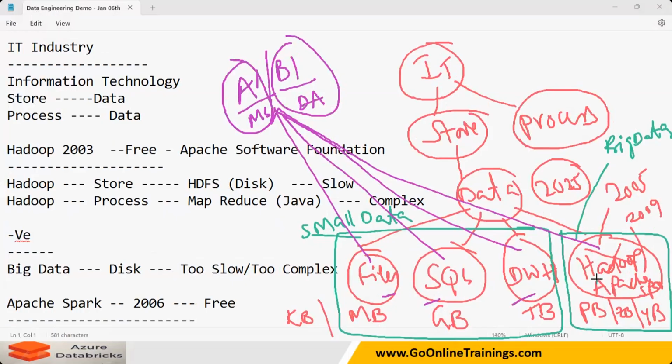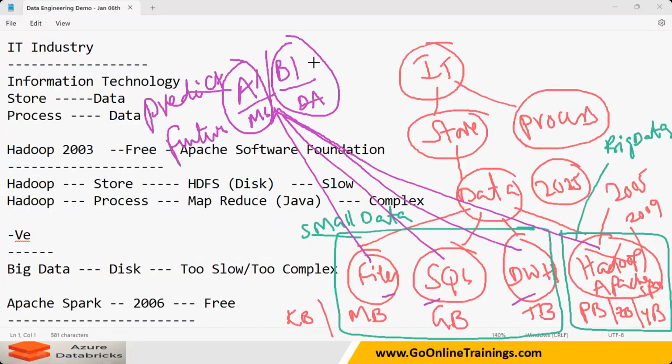Apache Spark, where your data is available, right? Unlimited data, a very big amount of data. What is the purpose of AI, artificial intelligence? It is going to be predicting the future. Predictions are going to be done with the help of AI.